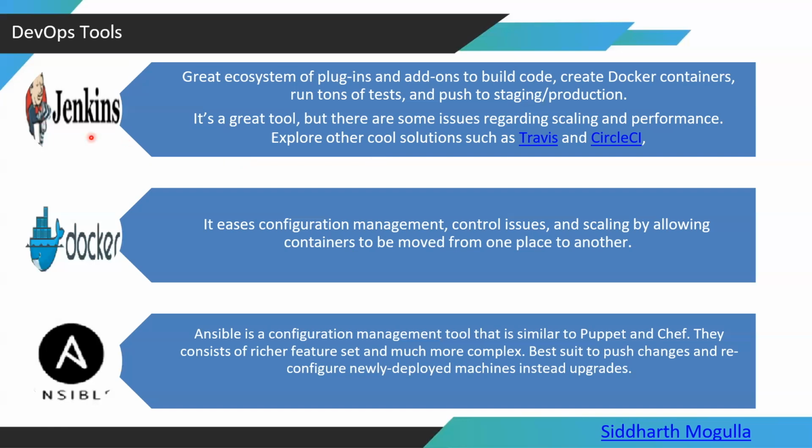So these are the tools. Jenkins is a continuous integration tool, which is mainly used for building your code, and you can also use it for testing, creating your test cases, and pushing the code to staging and production. Docker is a containerization tool. It eases configuration management and controls issues and scaling by allowing containers to move from one place to another, from dev environment to test environment, from test to staging, and from staging to production.